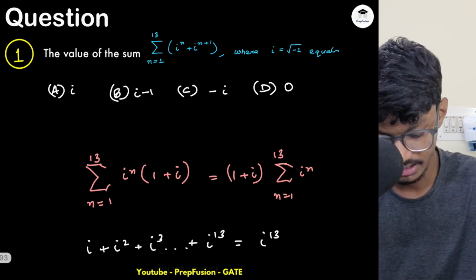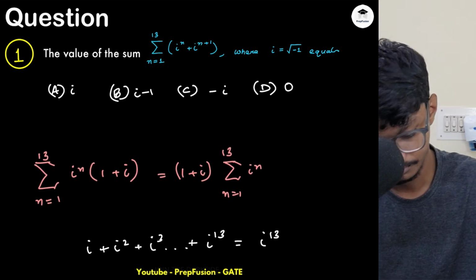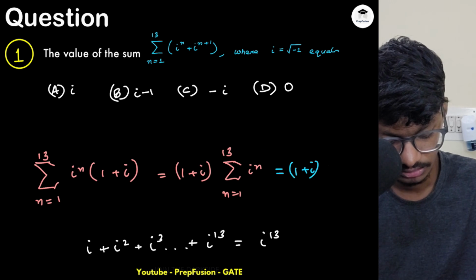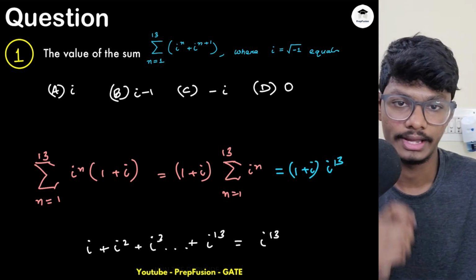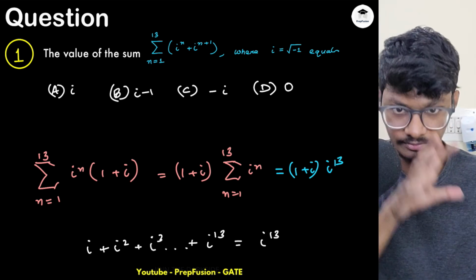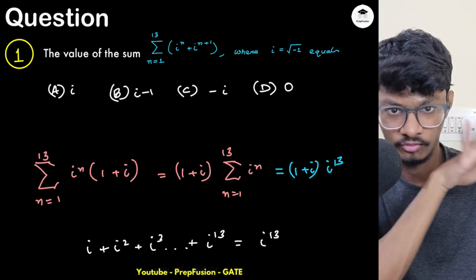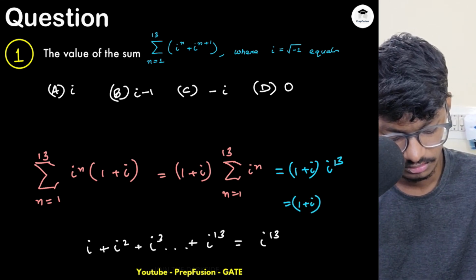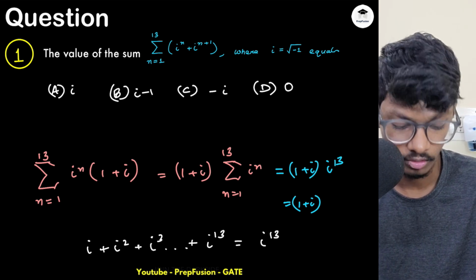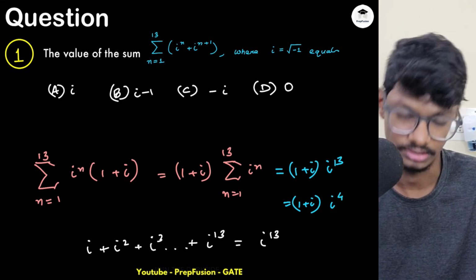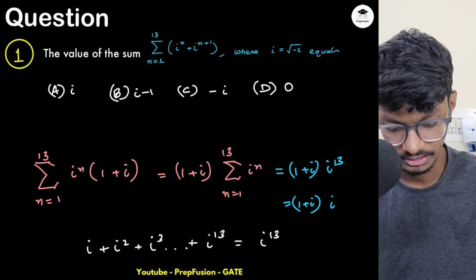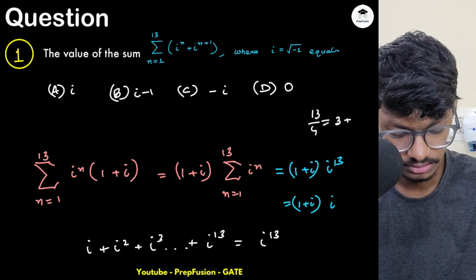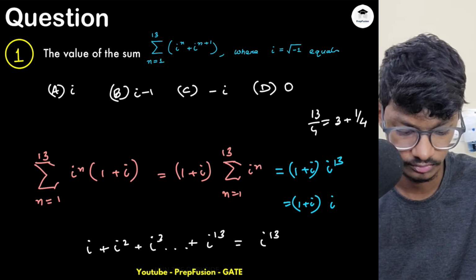So this can get converted. This will be 1 plus i into i raised to power 13. Now can you simplify this? For simplifying powers of iota, you always divide the power by 4 and see what remainder you have. So if I divide 13 by 4, 13 divided by 4 is equal to 3 plus 1 by 4.